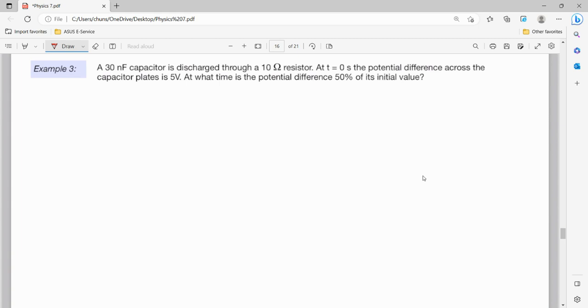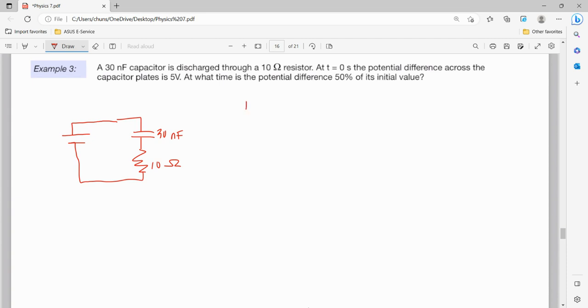Okay, so we have a 30 nanofarad capacitor, and it's discharged through a 10 ohm resistor. At t equals 0 seconds, the potential difference across the capacitor plates is 5 volts. And at what time is the potential difference 50% of its initial value?